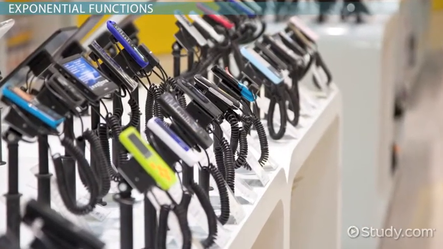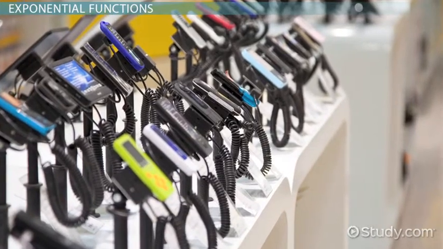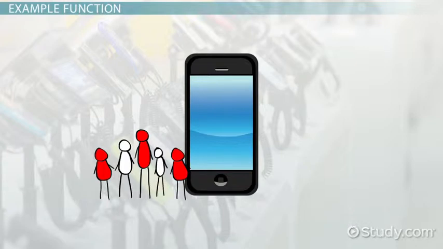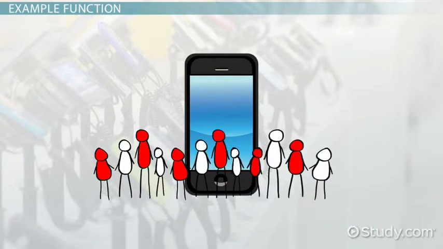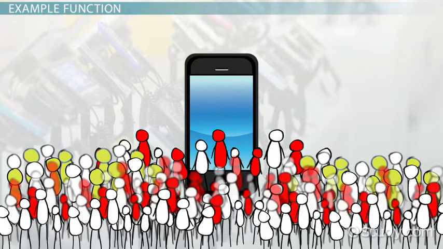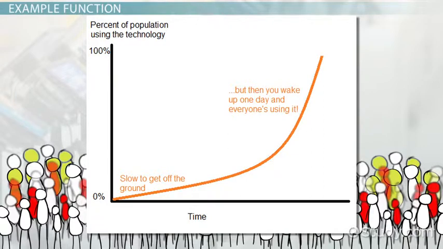In this example, we'll look at the popularity of cell phones. Whenever a new piece of technology comes out, people don't all rush out to get it all at once. It starts with just a few people, and then gradually it catches on more and more, and then everyone's using it. Hey, that looks like an exponential function. Just for example, let's take cell phones.